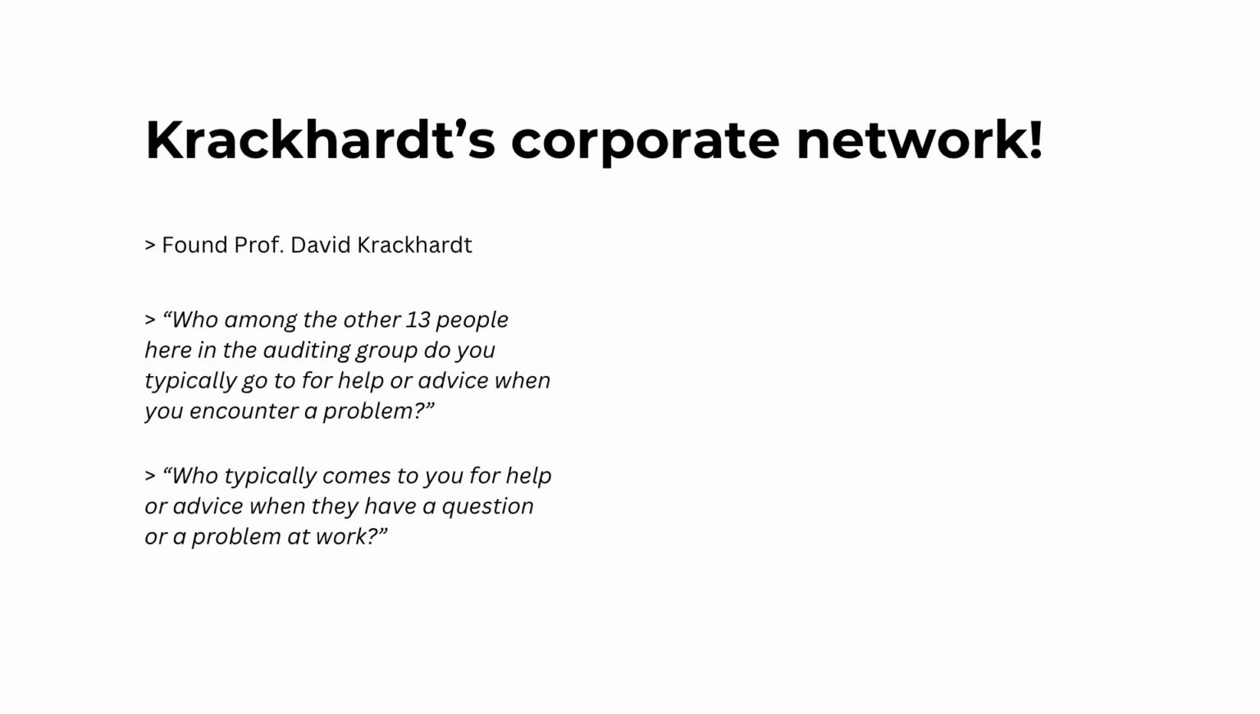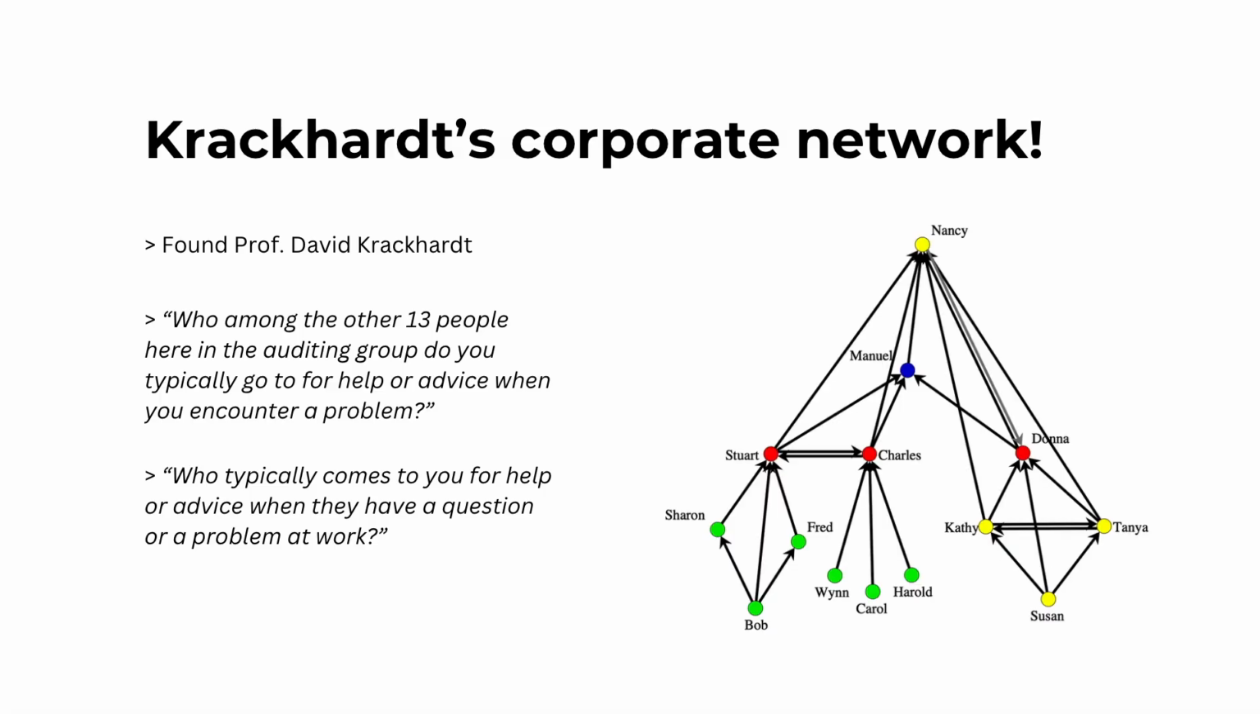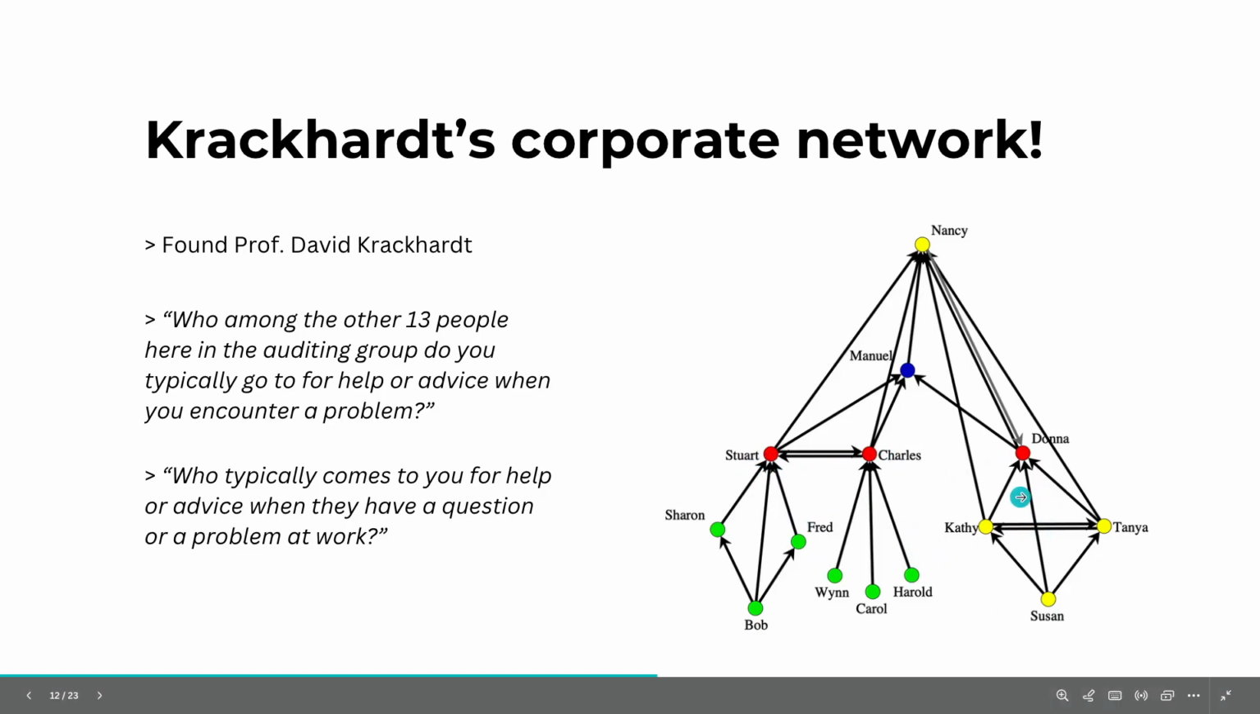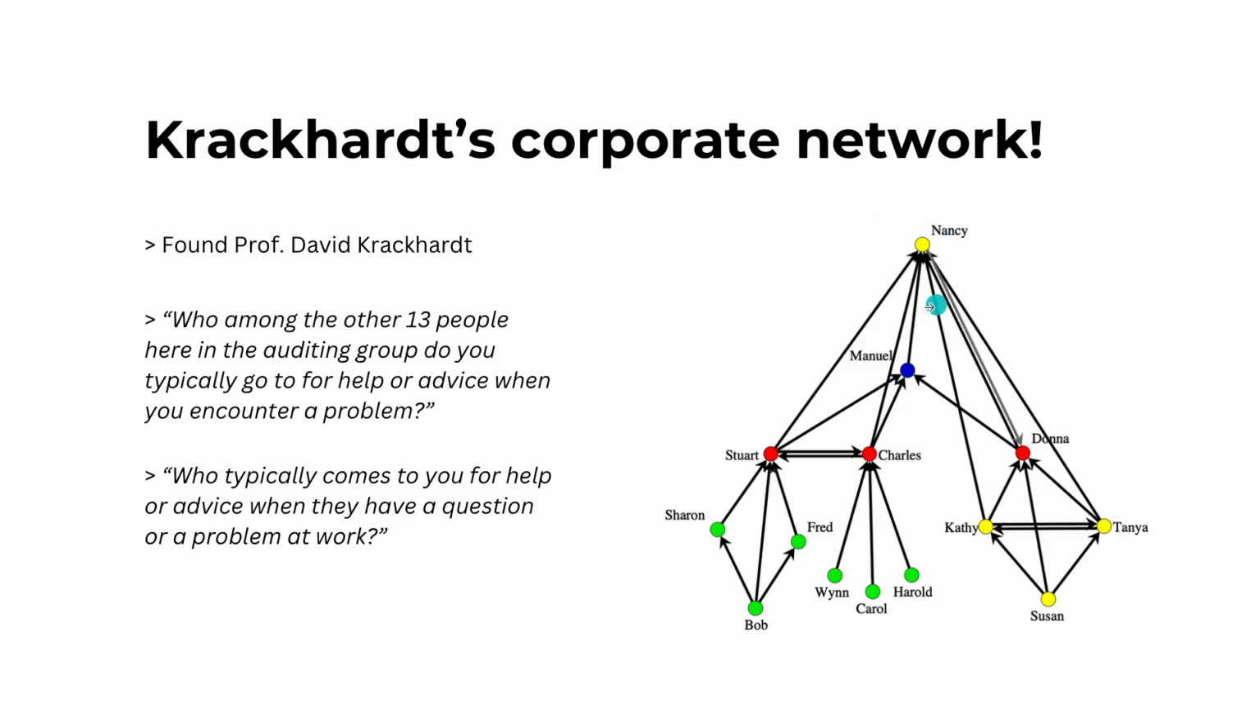With these two questions, he wanted to see how the interpersonal relationships are really working there, and what influence is happening within the network. With those questions, he created this network, where we see the structure is slightly similar. The green nodes are going to their managers, for example, and the yellow ones as well. But we see that Nancy is up here. There are managers who are also going to Nancy for help. And Manuel is also going to Nancy for help. Nancy goes to Donna, but that's mainly it.